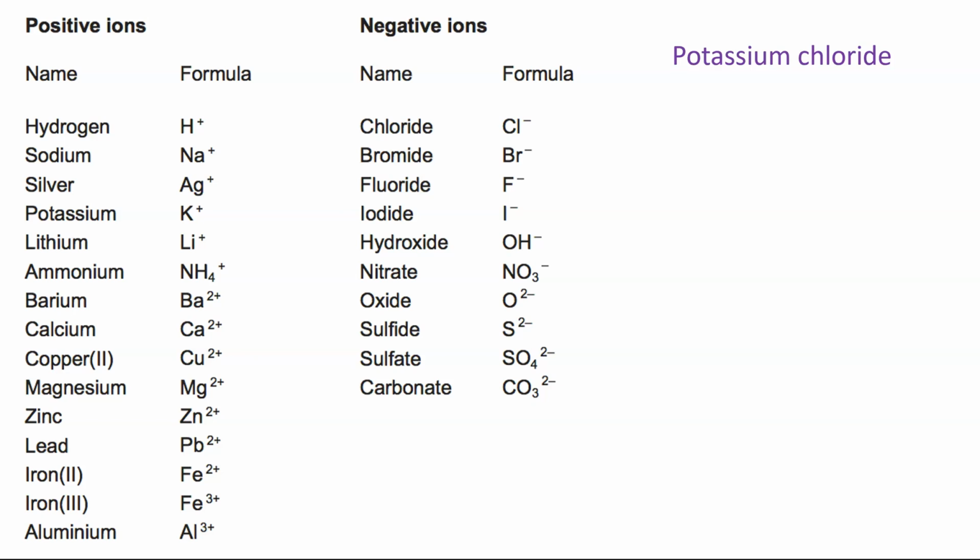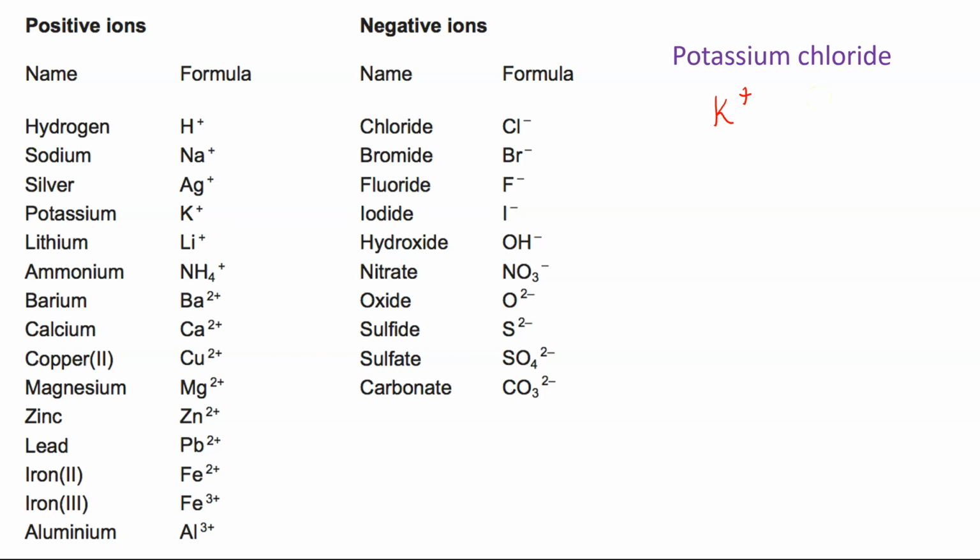So potassium, if we look on the left hand side column and find potassium, it has the formula K+. Okay, and what that means is it's a bit like algebra, where if you've got 1x, you don't write 1x, you just write x, okay? And it's the same with a charge. If it's positively charged by 1, we don't write 1 plus, we just write plus.